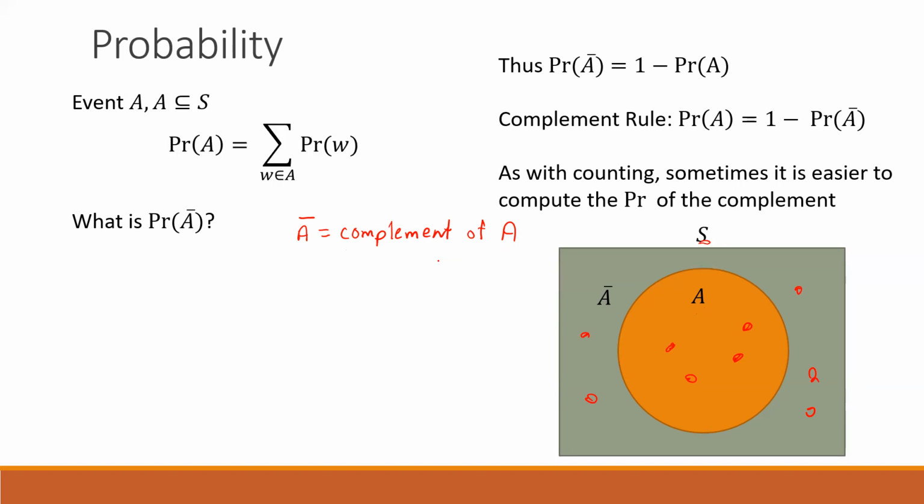And so the complement rule is, of course, if the probability of all of the elements in S is 1, and the probability of all of the elements in A is the probability of A, then everything that's left must be 1 minus this probability, right?